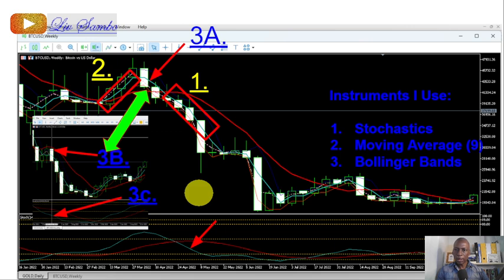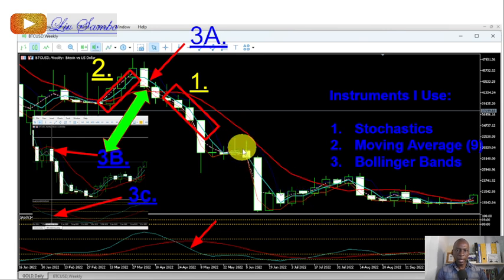This is a weekly chart, the MT5 charts. Those who are using it, I'm using an MT5 chart. You will see the setup of MT5. All right, here I'm using it still. These are the instruments which I've managed to modify in order that it can work for me. It's stochastic, moving average, and Bollinger bands.